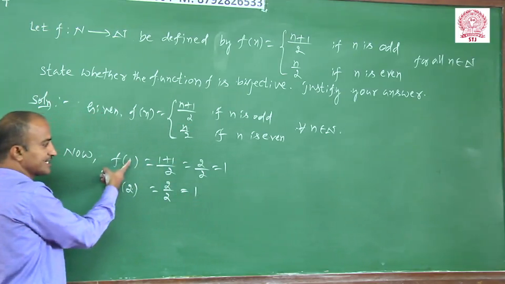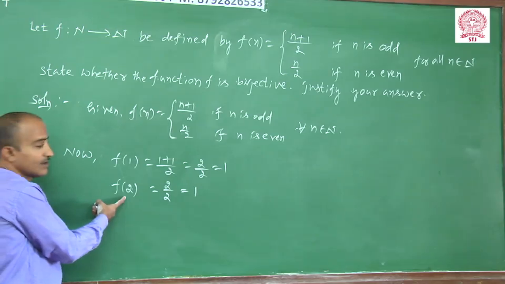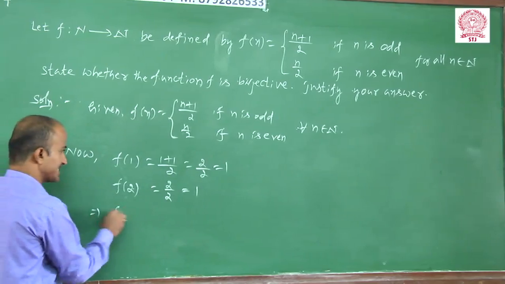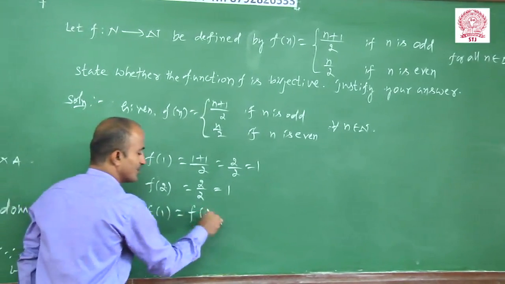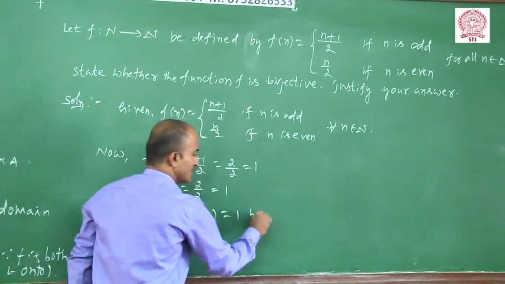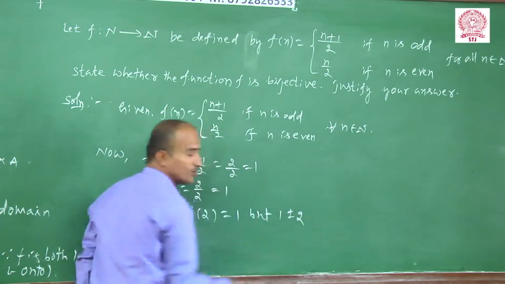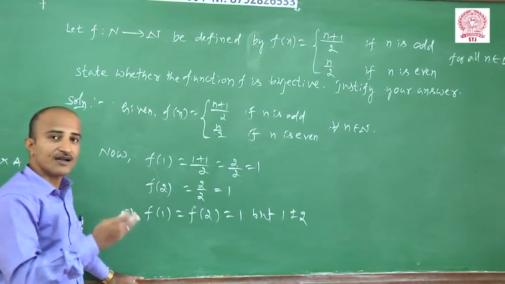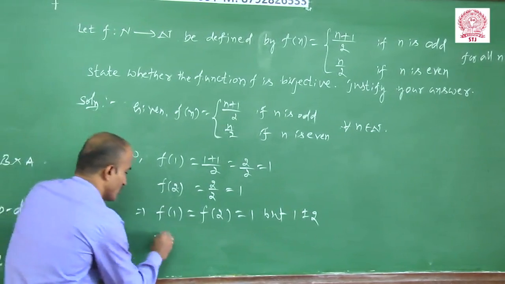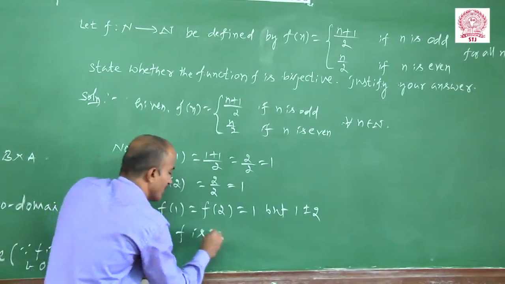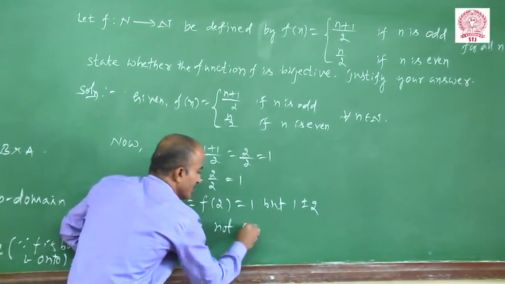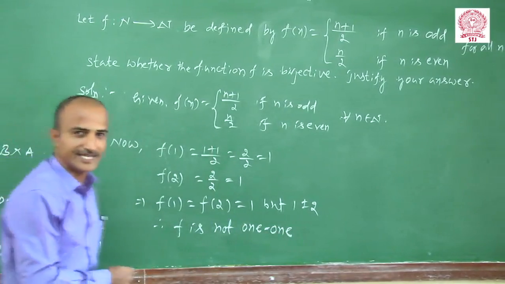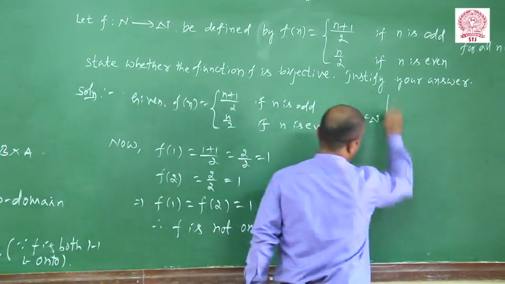Here we have taken distinct elements from the domain, but we are getting the same image in the codomain. So this implies f of 1 equals f of 2 equals 1, but 1 is not equal to 2. It is contrary to the definition or conditions of 1 to 1. Therefore, f is not 1 to 1, or not injective. Now for onto.